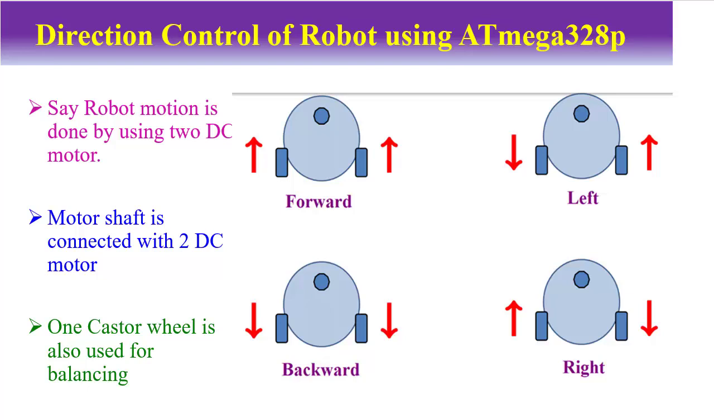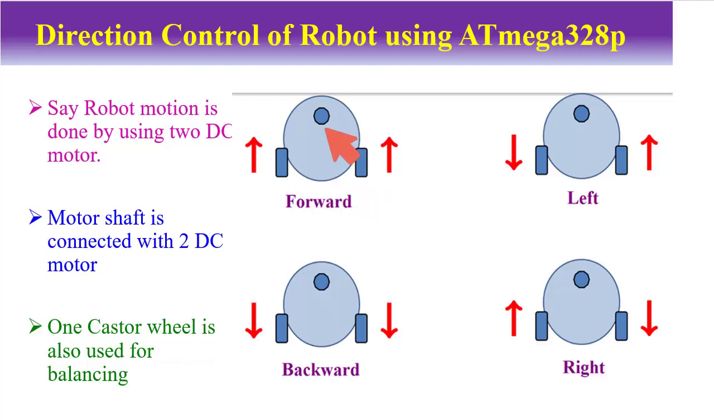For explanation of direction control in a DC motor, I will explain the movement of a robot. The robot has a movement with two wheels. Both wheels are connected with a DC motor. In this figure, say this is one wheel which is connected with the shaft of one DC motor. This is another wheel which is connected with the shaft of another DC motor. When the shafts of these two DC motors move in a particular direction, these two wheels will move as per that. In this robotic application, the robot is balanced with a caster wheel also.